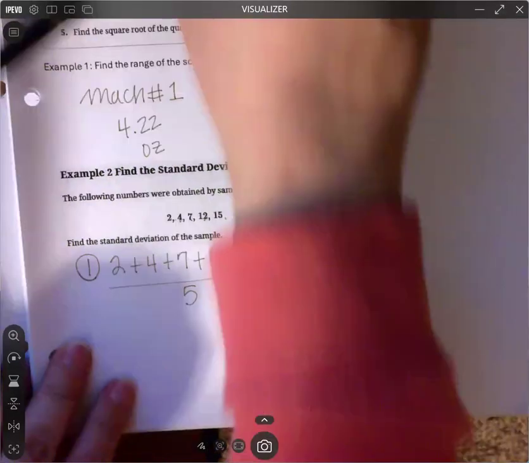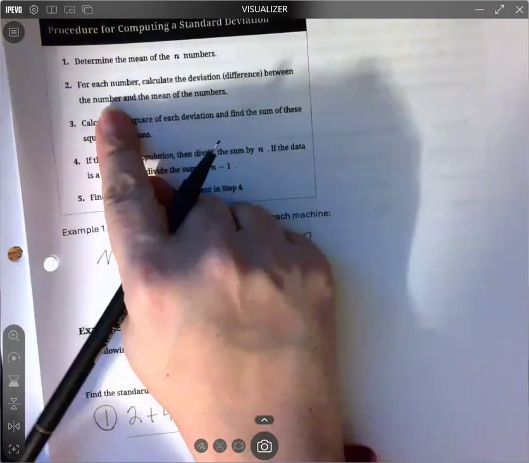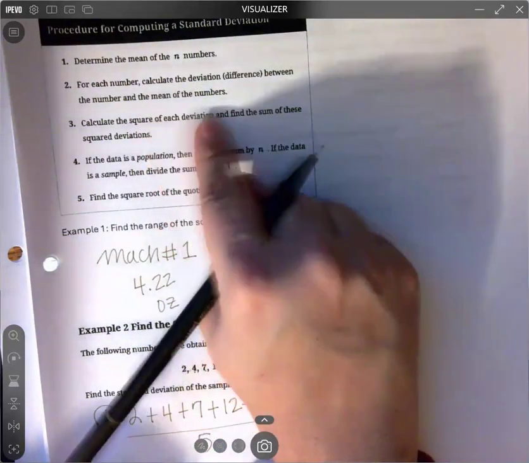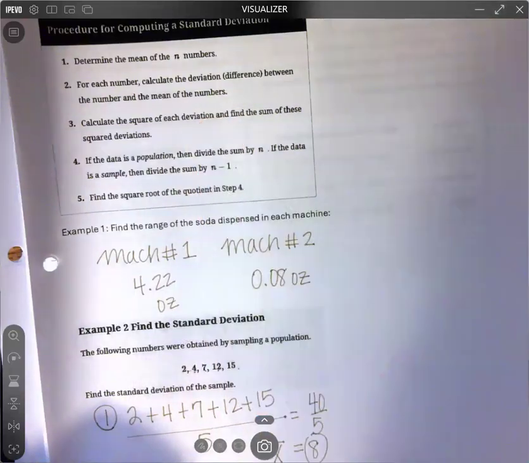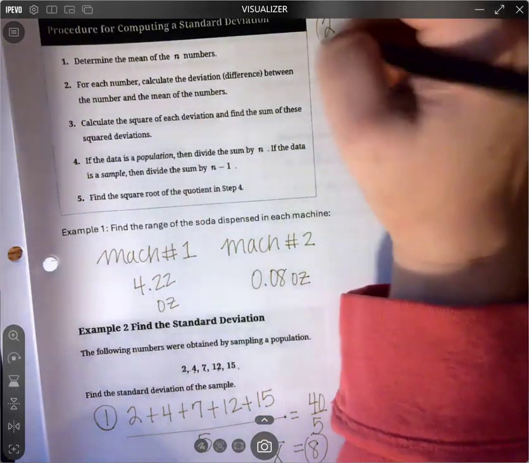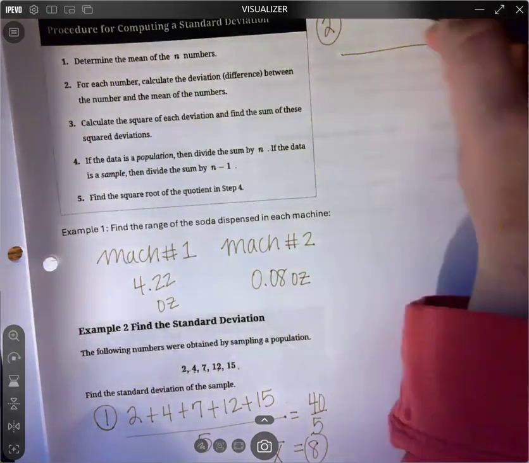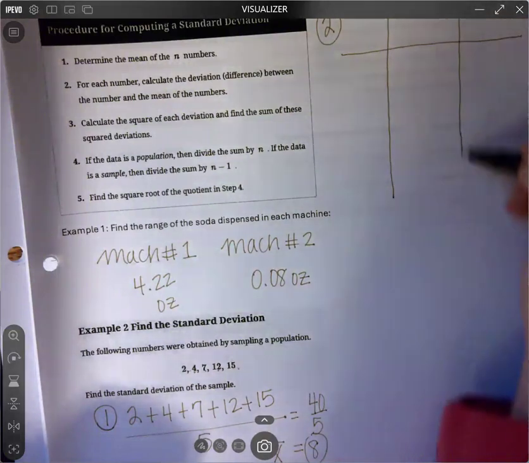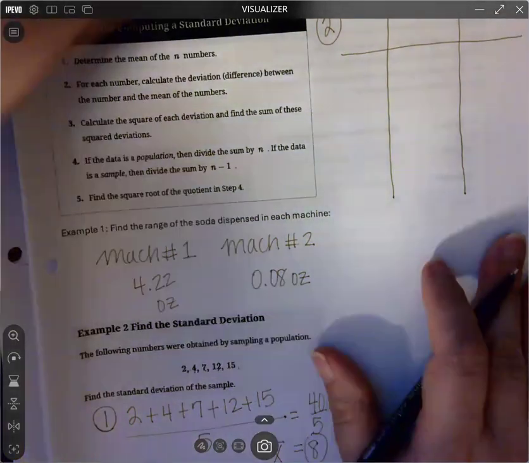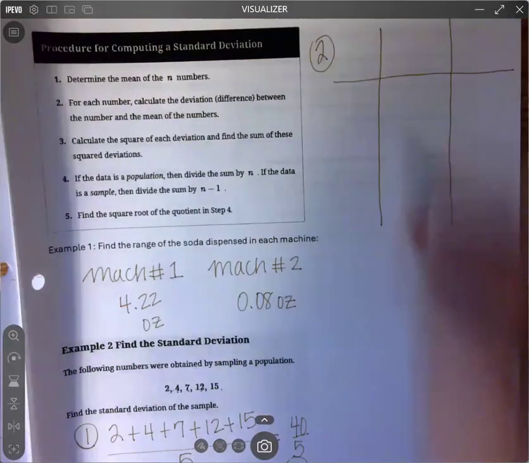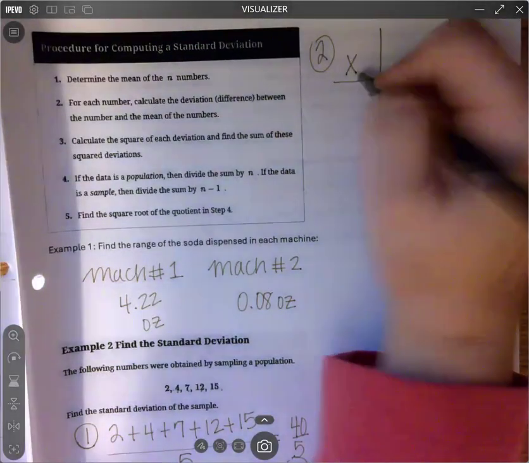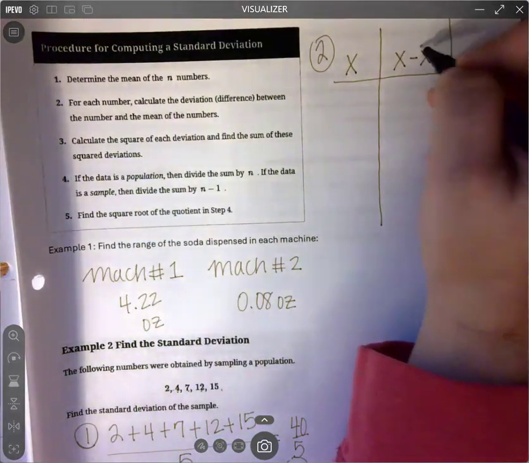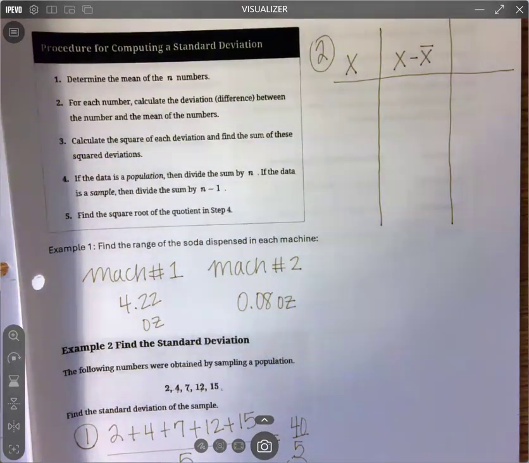All right. Next step. For each number, calculate the deviation or difference between that number and the mean of the numbers. So for step number 2, I'm going to make a little table. And I'm going to put an extra column in it because we're going to need it in a few minutes. And in the first column, we're going to put x. And in the second column, x minus x bar. Again, x bar is the mean.